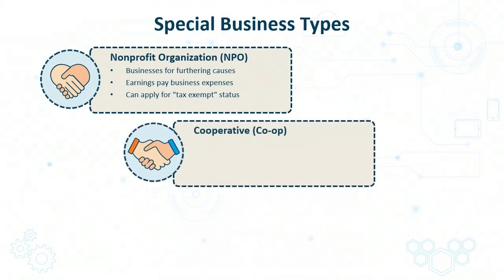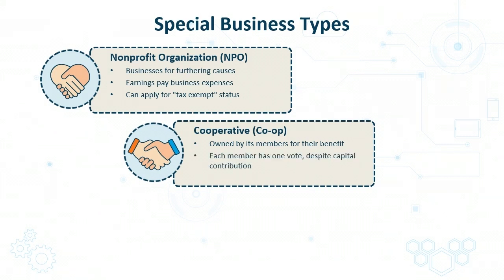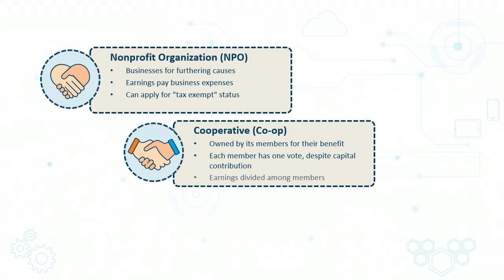A cooperative or co-op is owned and managed by the people who use its services. The members contribute capital, but all have equal voting rights and share in its earnings. A co-op will usually have a social goal by putting profits back into its community.